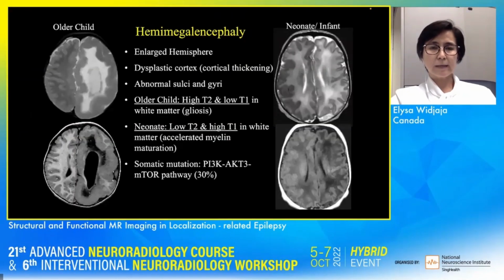So let's move on to another lesion, hemimegalencephaly. As the name implies, one hemisphere is bigger than the other hemisphere. The cortex is dysplastic, it is thickened with abnormal sulcation and gyration pattern. In older children, the white matter demonstrates higher T2 and lower T1 signal due to the presence of gliosis. In contrast, in neonates and infants, the white matter demonstrates lower T2 and higher T1 signal due to the presence of accelerated myelin maturation. About 30% of patients with hemimegalencephaly may have somatic mutation involving the PI3K, AKT3, and mTOR pathway.